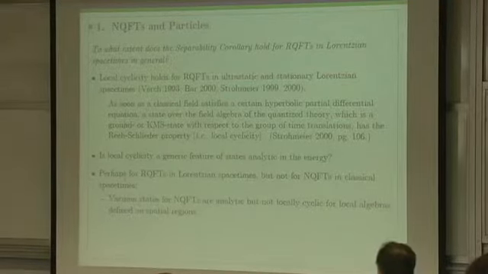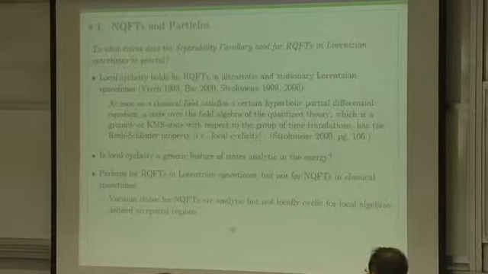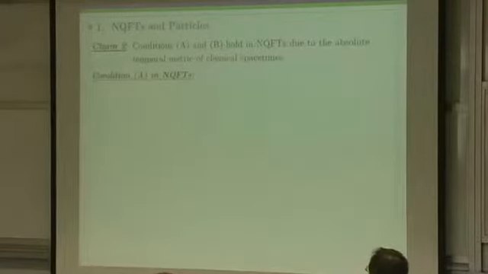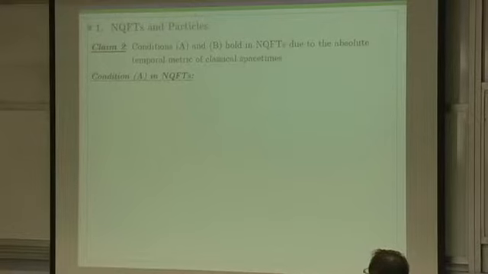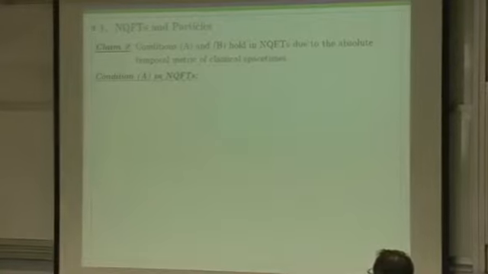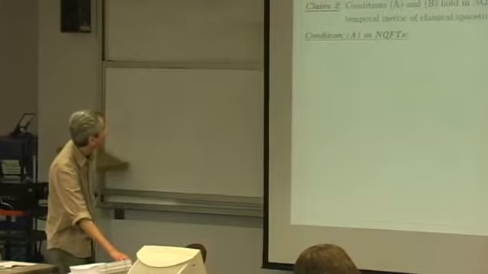Let me move on to non-relativistic quantum field theories. Now, in non-relativistic quantum field theories, both free and interacting, conditions A and B of the received view are satisfied. I'm going to try to argue that this is due to the presence of an absolute temporal metric in classical spacetimes. So, consider condition A first.